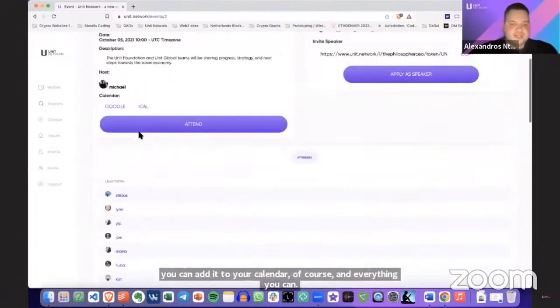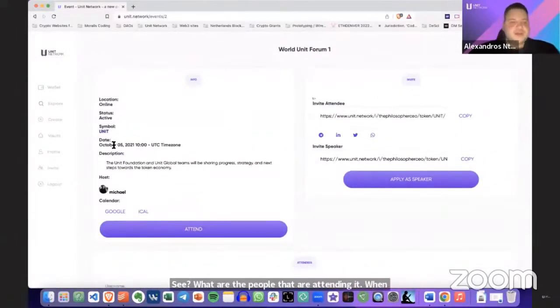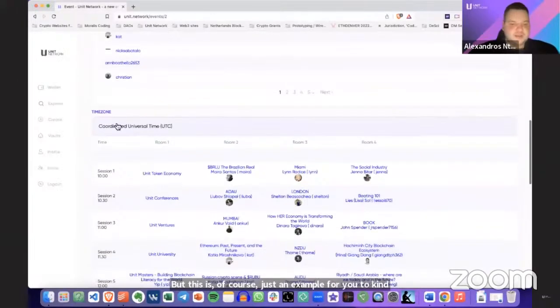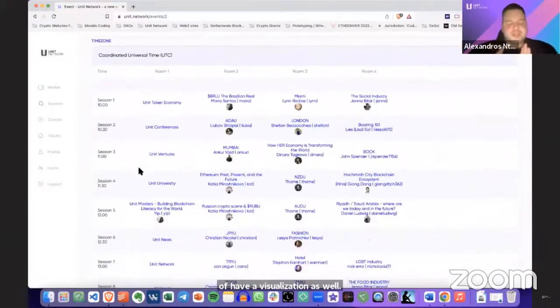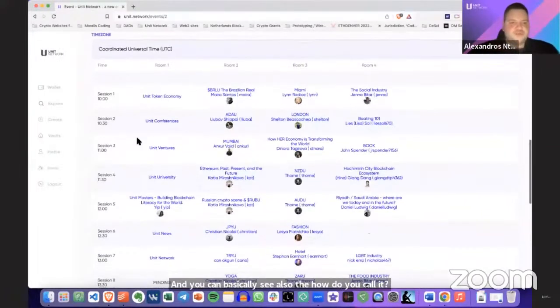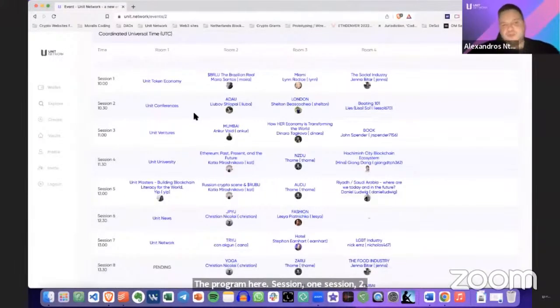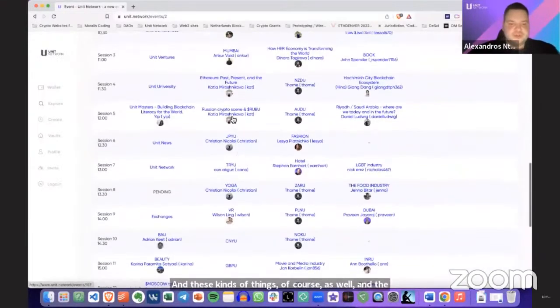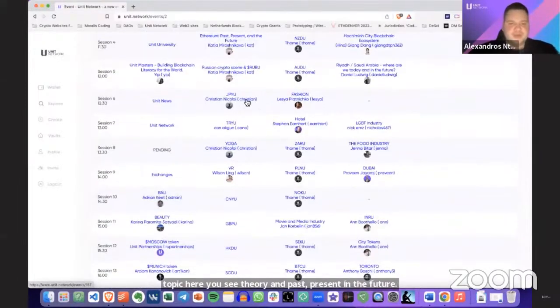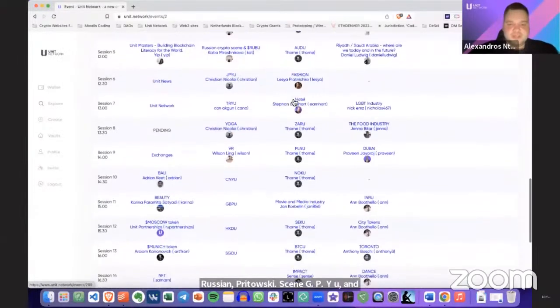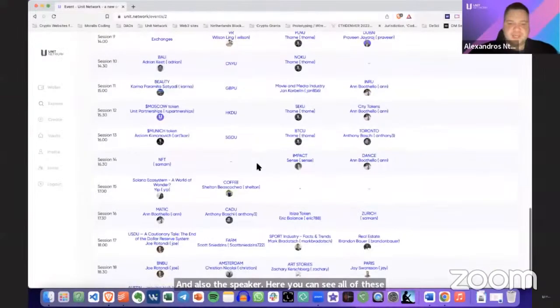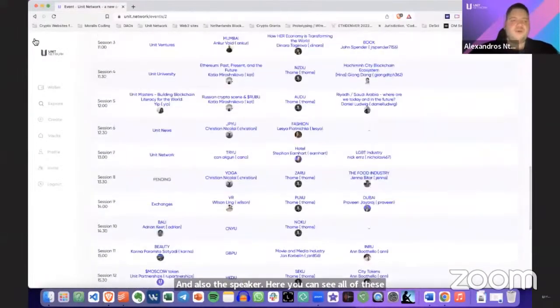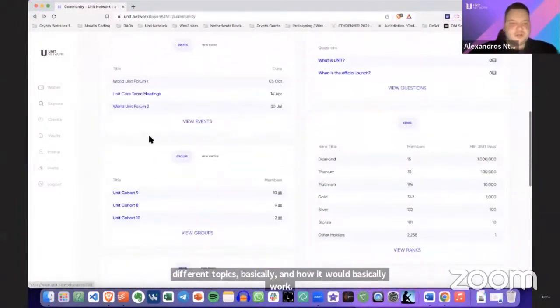You can see who the people attending it are. In this case, of course, the event was on October 5th, 2021, but this is just an example for you to have a visualization as well. And you can also see the program here, session 1, session 2, which room it would be, who would be the speaker, and these kinds of things as well. And the topic, here you see Ethereum: past, present, and the future, Russian crypto scene, and also the speaker here. You can see all of these different topics and how it would work. But basically just like an event that you have a schedule for.